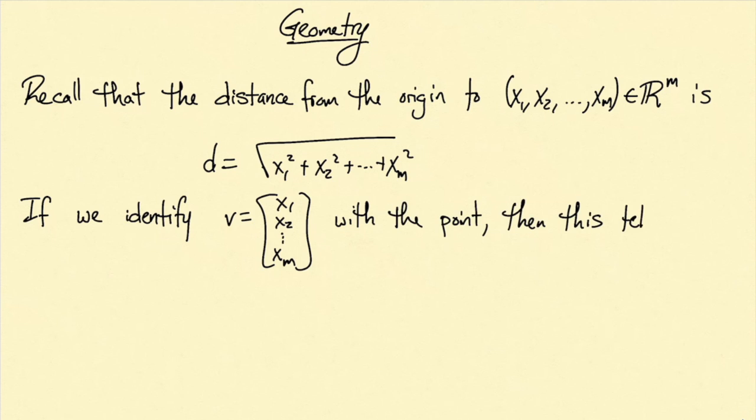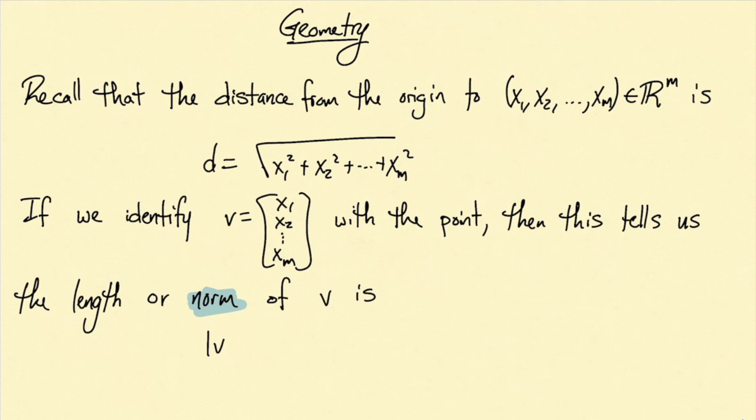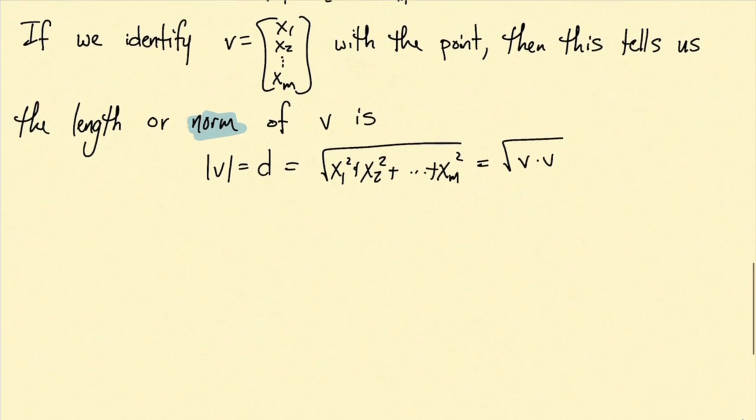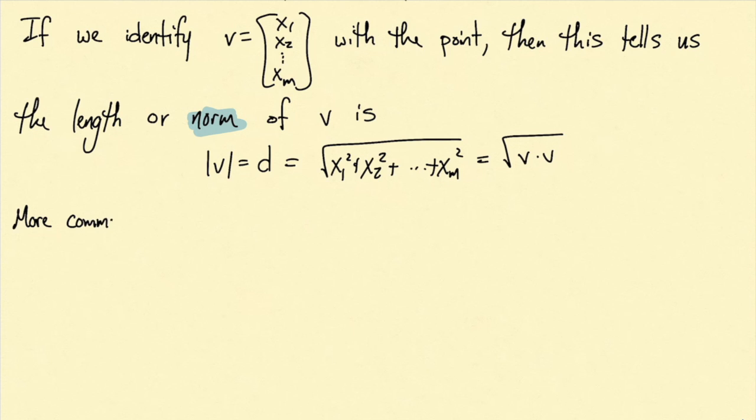If we identify v with this point, then this tells us the length, or what's more commonly called the norm, of the vector v, which we denote by placing v in absolute value bars, is the same as this distance d, the square root of x1 squared plus x2 squared plus dot dot dot plus xm squared. And we can recognize the sum under the square root as the dot product of v with itself. More commonly, you'll see this expressed as the relationship v dotted with itself is the norm of v squared. So this gives us some insight into the geometric content of the dot product.